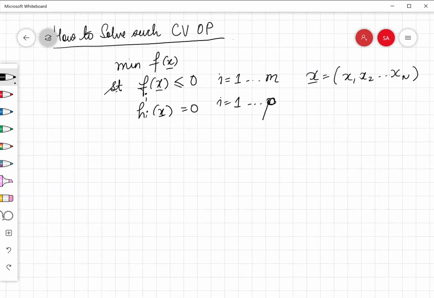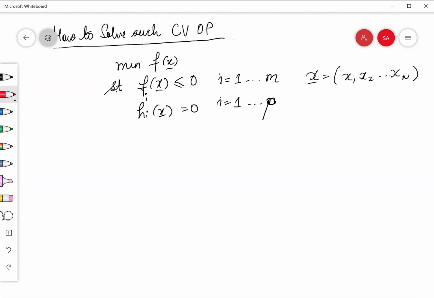Now, how to solve it? You form a Lagrange function. I'm not going into the details of why we form a Lagrange function and how it solves it. I'm just going to give you the crux, the final results, and you can directly apply it to any convex optimization problem, and it is going to solve it for you.